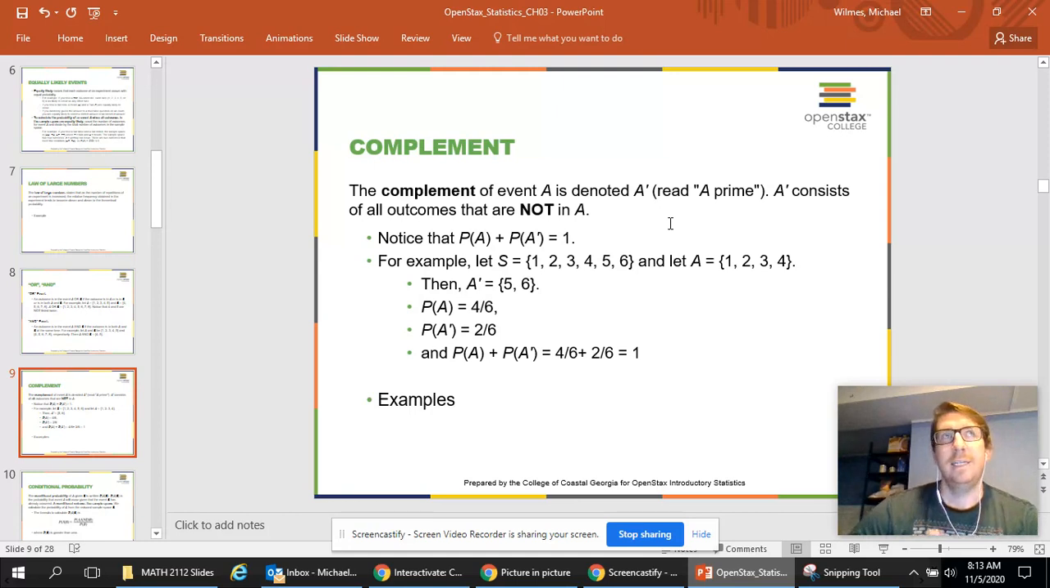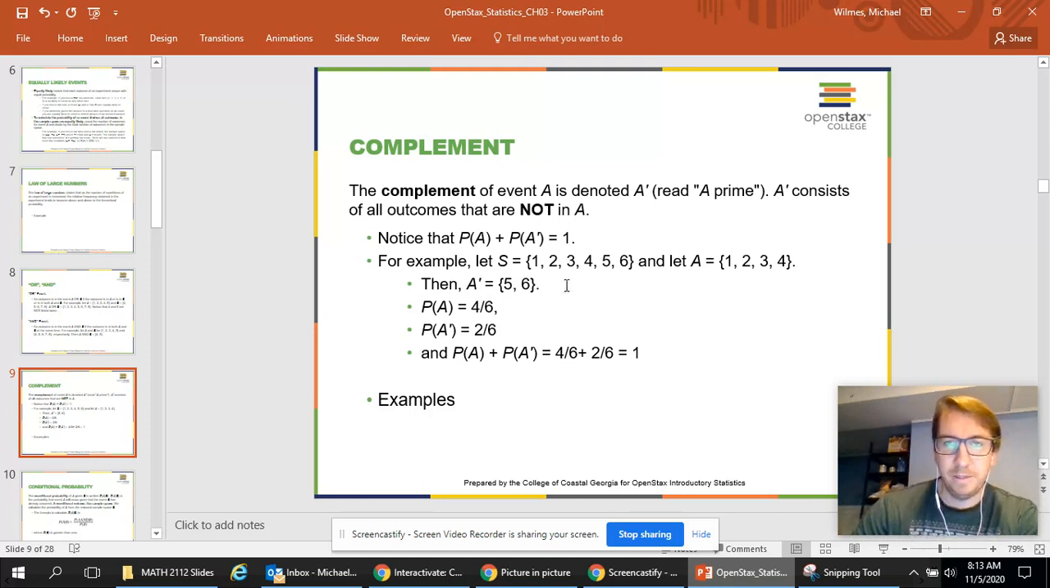What would be a good example of this? Maybe we're looking at weather. Event A is the probability it snows today. Not A would just be the probability it doesn't snow. Those two outcomes, it's either going to snow or not snow, and so those probabilities need to add to 1. And that's what they're explaining here.